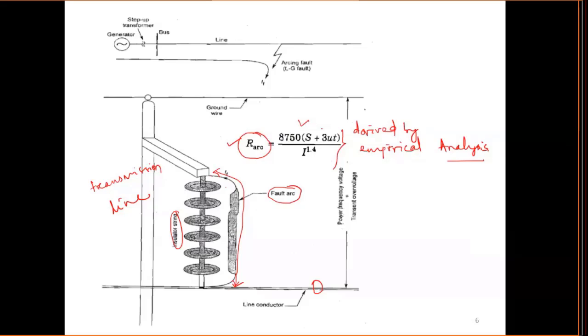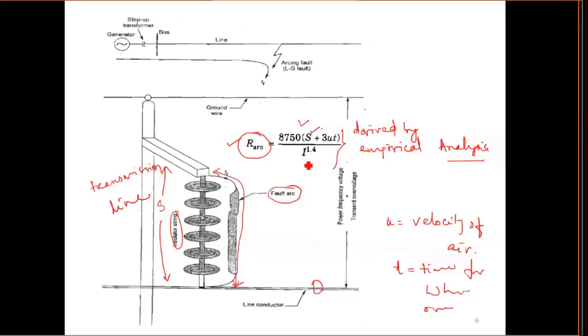Okay. So in this formula, what is S? S is the spacing between the conductor and the ground. This is your S. And plus 3 ut. U is the velocity of air. And T is the time for which the overvoltage occurs, right? And I is the current flowing through this arc. So through this we calculate the arcing resistance.